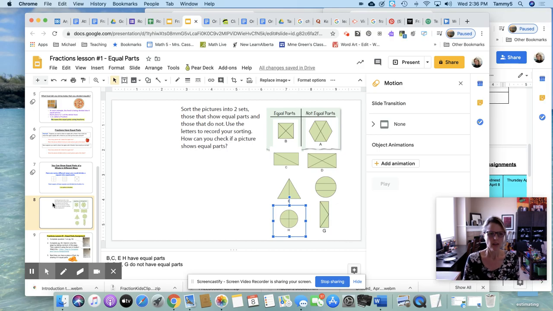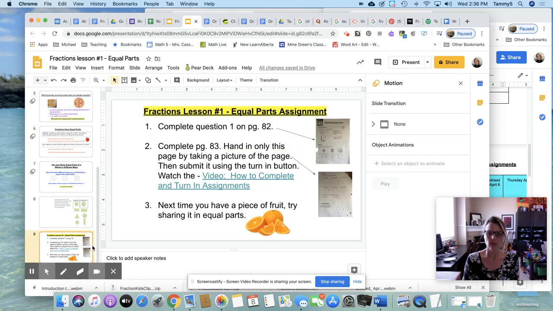Okay, so boys and girls, you need to now do some work on your own. What I need you to do is 3 things. Number 1, you need to complete question 1 on page 82 of your math booklet. You do not need to hand this in to me. This page here does not need to be handed in to me.